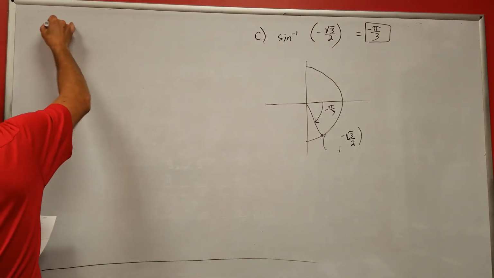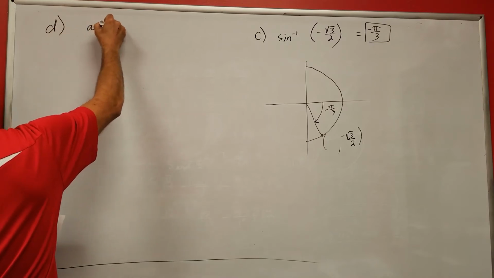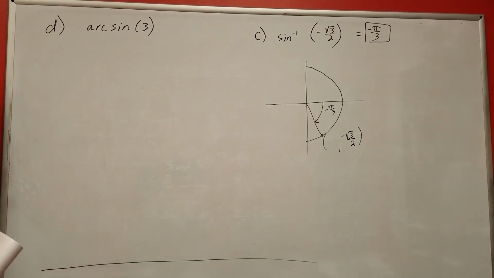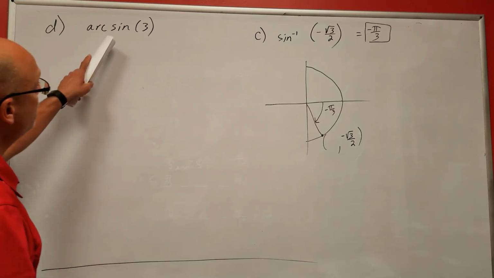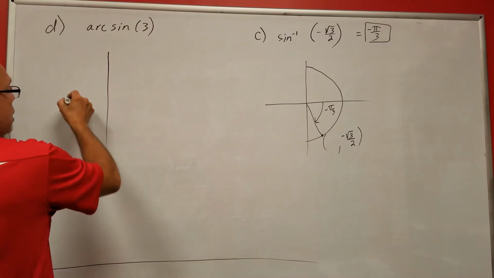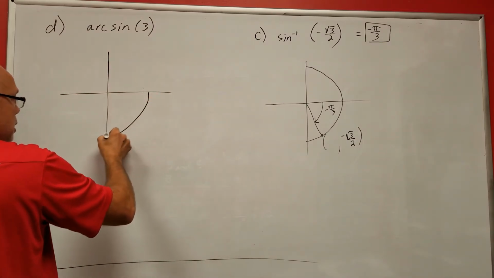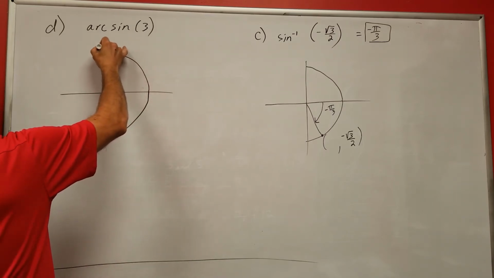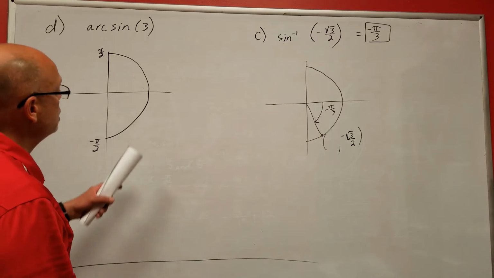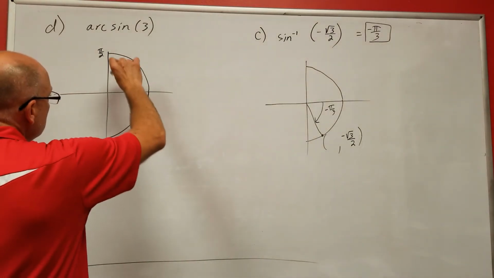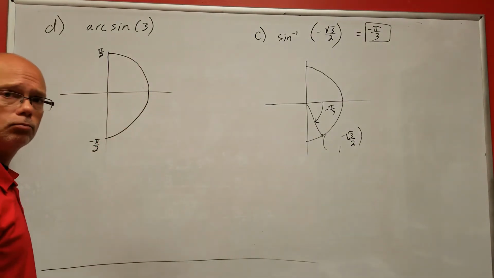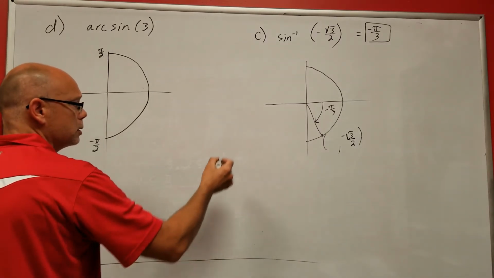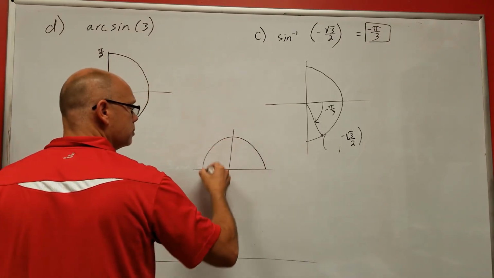How about D? How about arc sine of 3? So what are they asking for here again? They're asking for the angle that falls between negative pi over 2 and pi over 2, whose sine is 3. Where do I have an angle whose sine is 3? What do my sine values do on the unit circle? Think about this for a second. What do my sine values do?